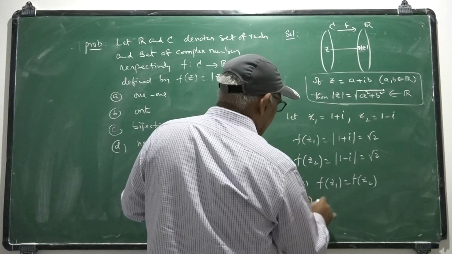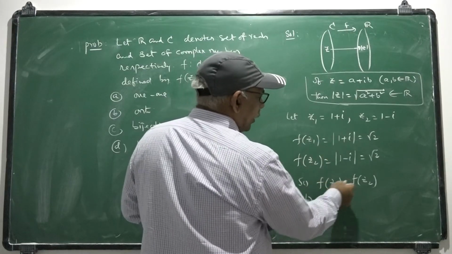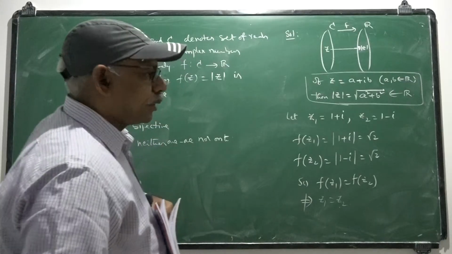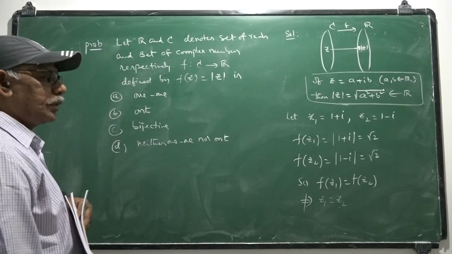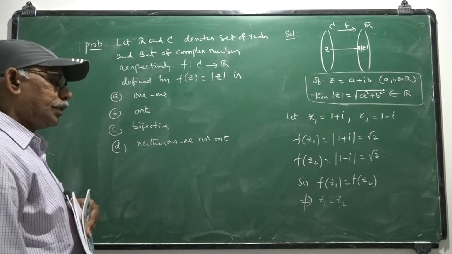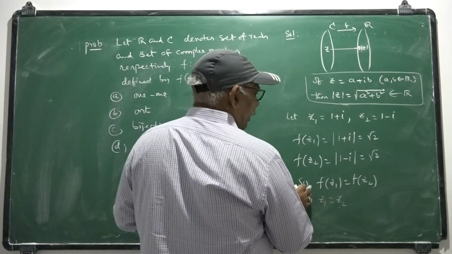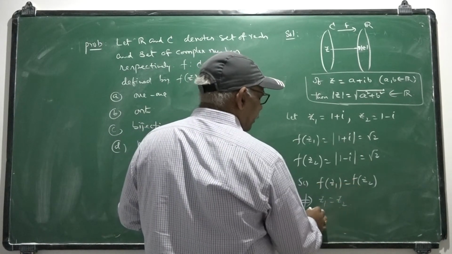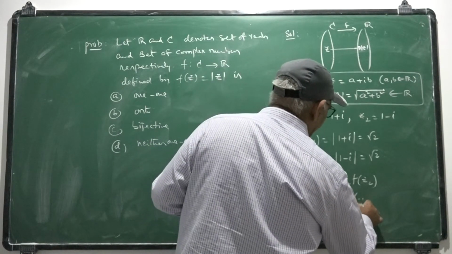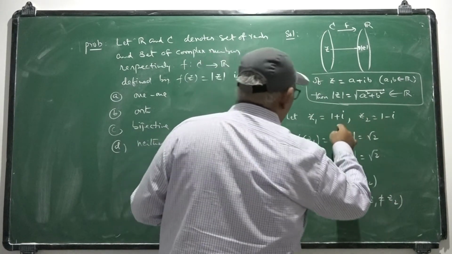which does not imply z1 equal to z2. These two are equal, but z1 is not equal to z2. Even though f of z1 equals f of z2, z1 is not equal to z2. Since z1 is not equal to z2, these two are different complex numbers.